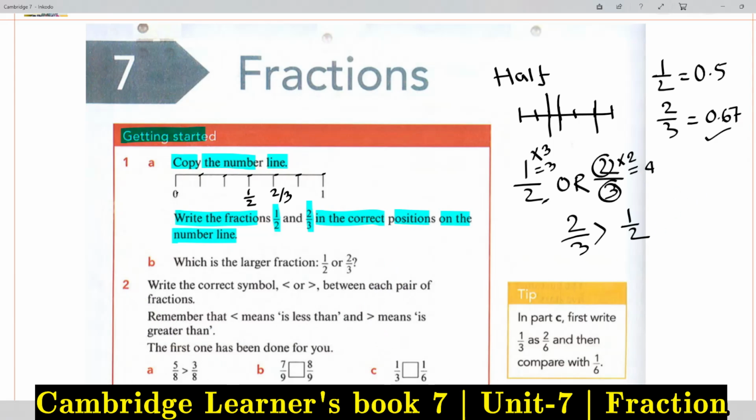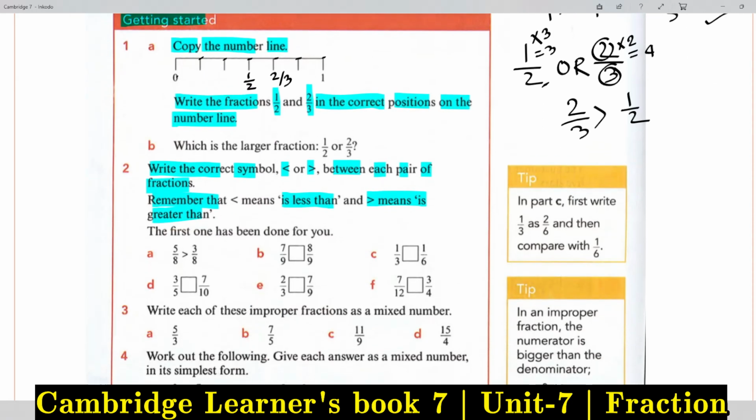Next, write the correct symbol, less than or greater than, between each pair of fractions. Remember that this sign means is less than and this sign means is greater than. So here, 5 by 8 is greater than 3 by 8. So what will be 7 by 9 and 8 by 9?